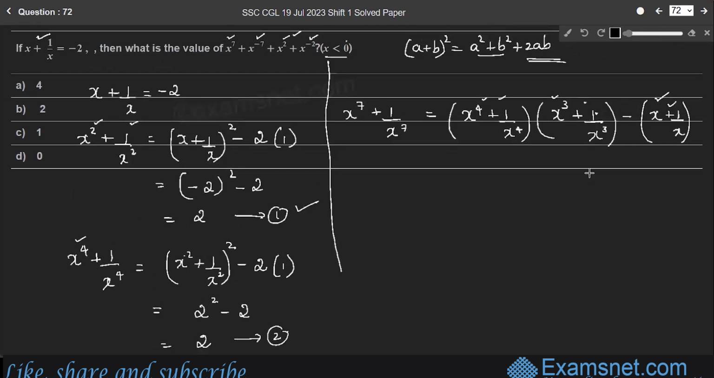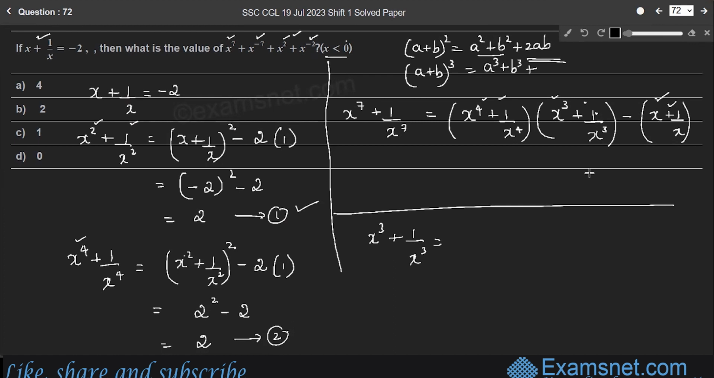Now we need x cube plus 1 by x cube. So go for that. So x cube plus 1 by x cube is equal to... Here students, we are using the formula of (a plus b) whole cube, which is a cube plus b cube plus 3ab into (a plus b). Therefore, a cube plus b cube becomes (a plus b) whole cube minus 3 times ab, which is x into 1 by x, into (a plus b), which is x plus 1 by x.